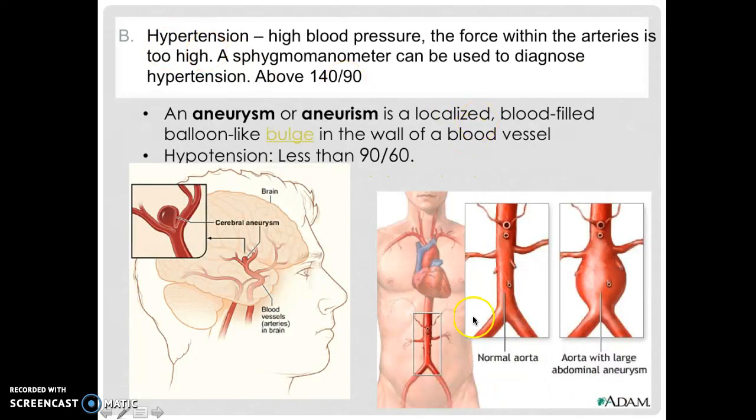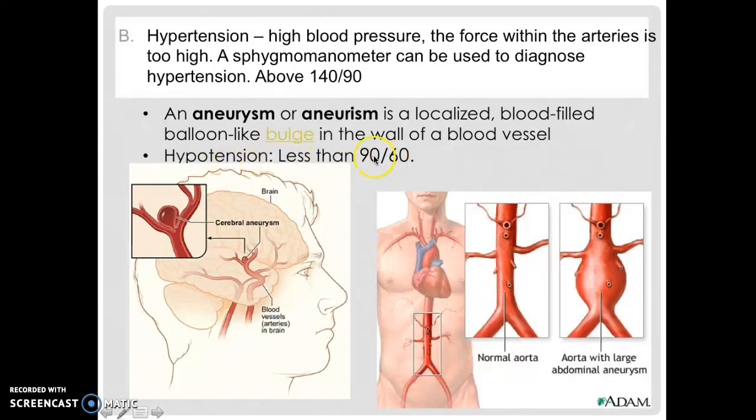Hypertension can occur from this. So if it's being blocked, blood can't get through, and it could cause something called an aneurysm. But hypertension, so it's high blood pressure, the force within the arteries is too high, so your sphygmomanometer could read above 140/90. So that's saying that the ventricles are contracting a lot, trying to push the blood through. Something is blocking it. An aneurysm is when a bulge would occur, and it could cause an aneurysm in the brain. So internal bleeding can occur because it can actually rupture. It'll get very large and actually explode out.